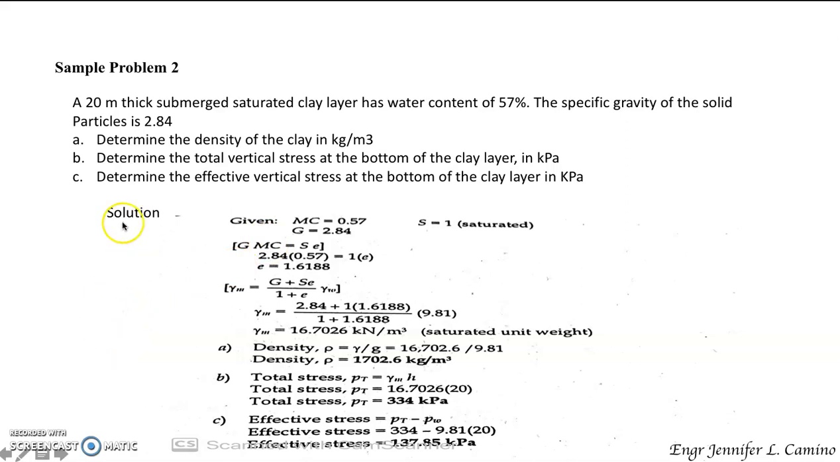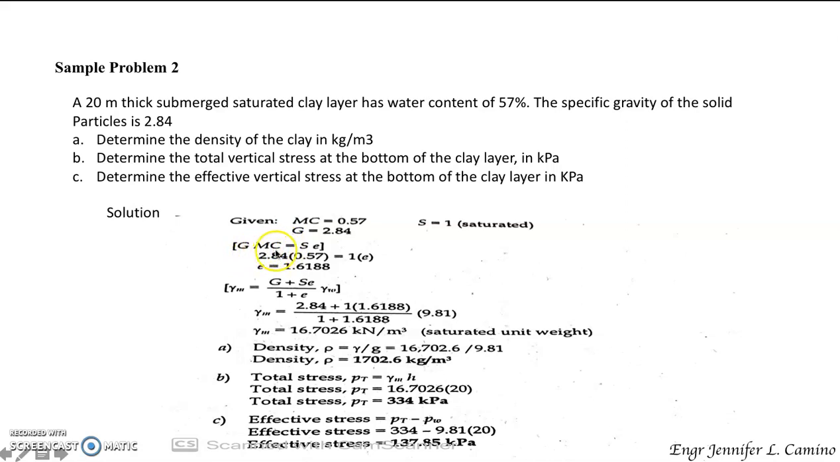So for this one, the thickness of the saturated clay is 20 meters. It has a moisture water content of 57%. We're given the specific gravity of the solids, which is 2.84. So determine the density. Since we are given only the specific gravity, we'll try to compute first the unit weight of the clay layer. So that will be equivalent to using our previous formula.